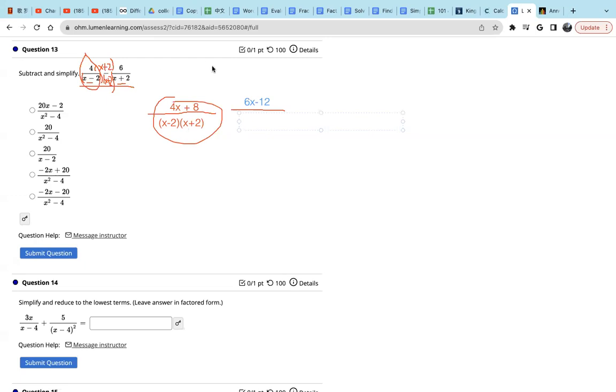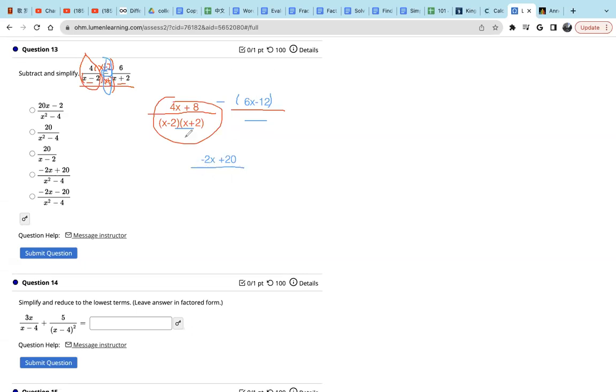Now the operation is subtraction. So we just subtract once we have common denominators. So this denominator is the same as this one. Once we have common denominators, we just perform the operation with the numerators. So in the numerator, we have 4x minus 6x, that's negative 2x. We have 8 minus negative 12. Minus negative 12 becomes plus, 8 plus 12 becomes 20.